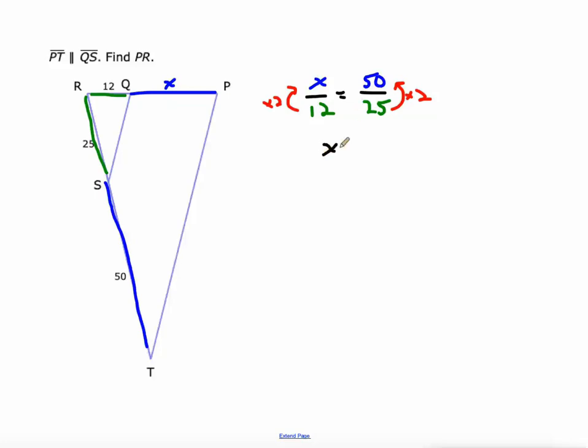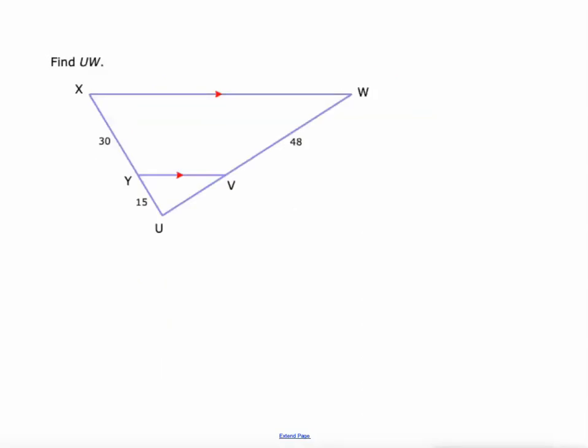So we can see pretty simply that x is 24, but we don't want to know what QP is, we want to know what PR is. So PR is going to be 24 plus 12, which is 36. So be careful there that you're not just finding that missing length, you're finding this entire missing length. Let's do this again.